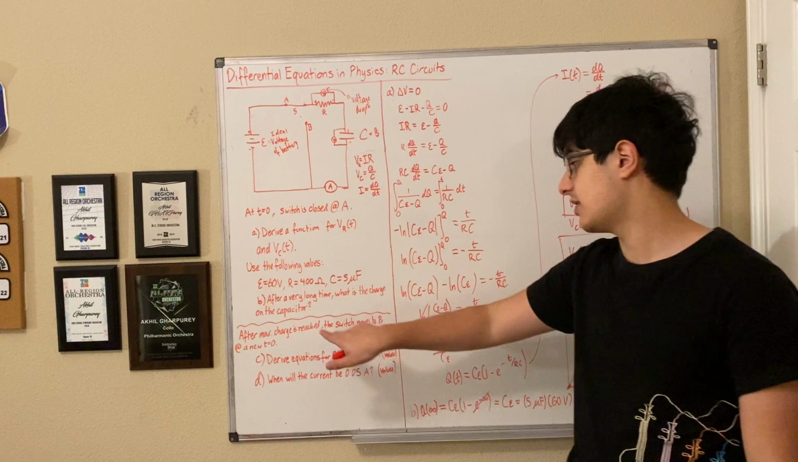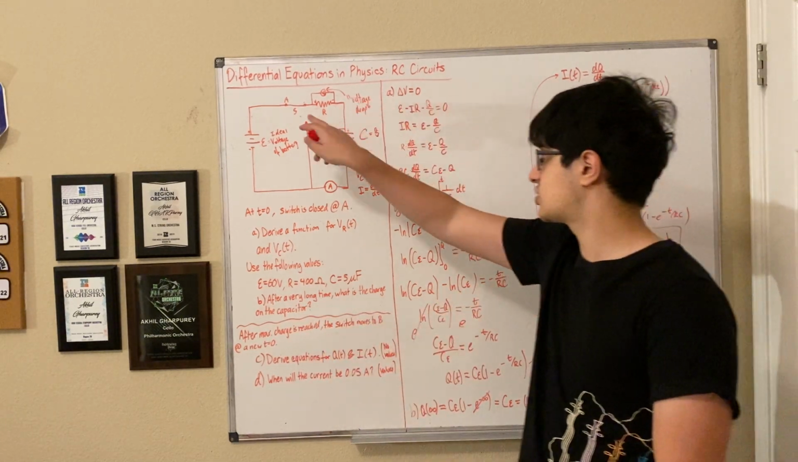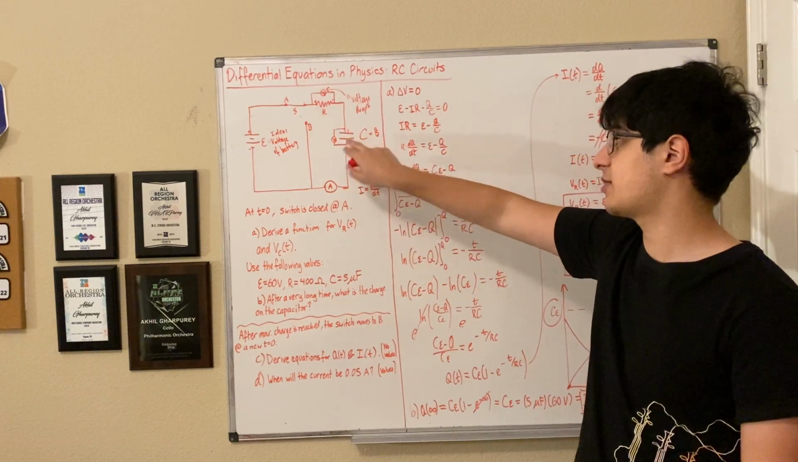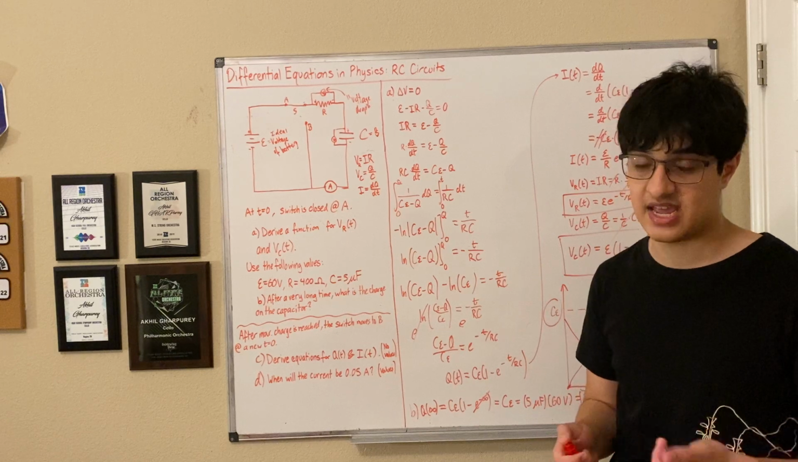Next part, we will see how discharging the capacitor works. We're going to move this switch to point B and see how the capacitor can kind of act as a battery for a little bit, but over time it'll sort of decay in that ability.